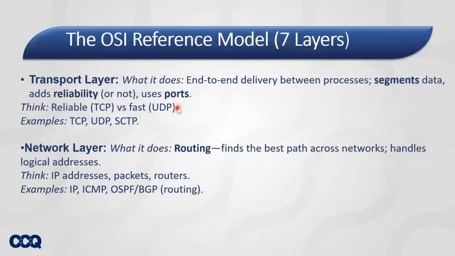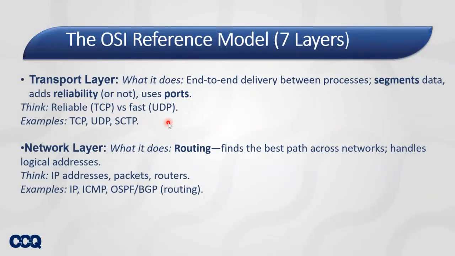The 4th layer is the transport layer. Here we speak about end-to-end delivery between the processes, segmentation of data, and reliability. The two popular protocols in this layer are TCP and UDP. Which is more reliable? TCP. Which is faster? UDP.